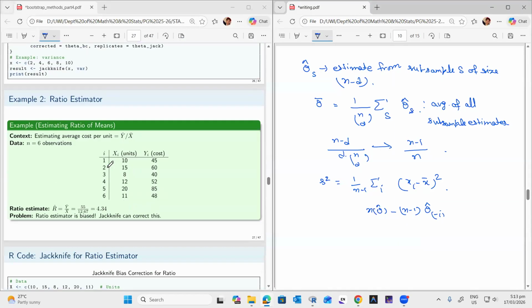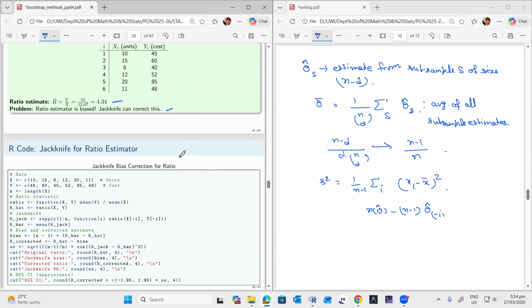For the variance. Okay. For the ratio estimate, we are estimating the average cost per unit, y bar upon x bar. We have 6 observations, and the xi and yi values are given here: 10, 15, 8, 12, 20, 11 and 45, 60, 40, 52, 85, 48, and we are going to calculate the ratio. The problem with the ratio estimate is bias, so the jackknife can correct this. Again, we have the R code for this.